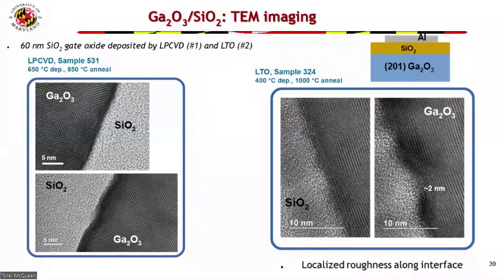This was the sample grown by low pressure CVD. This other sample that was grown at low temperature but annealed at 1,000 degrees C had more roughness. Some areas look kind of flat, but others had some roughness, localized roughness.